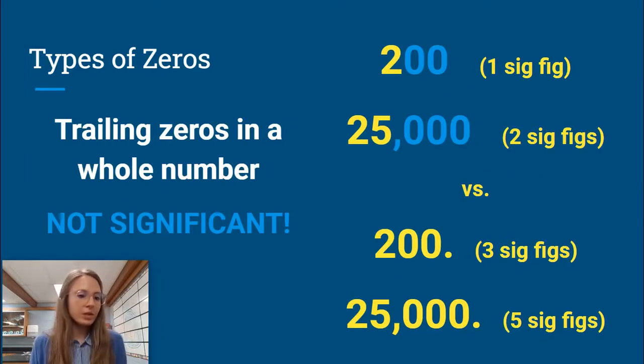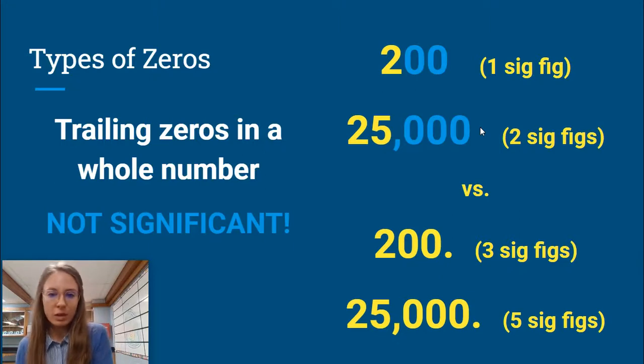Some more types of zeros. Trailing zeros in a whole number are also not significant. So in this number up here, 200, the 2 is significant because it is a non-zero digit. The 2 trailing zeros are not significant. Likewise with 25,000, 25 is significant because they are non-zero digits, but the trailing zeros are not significant.